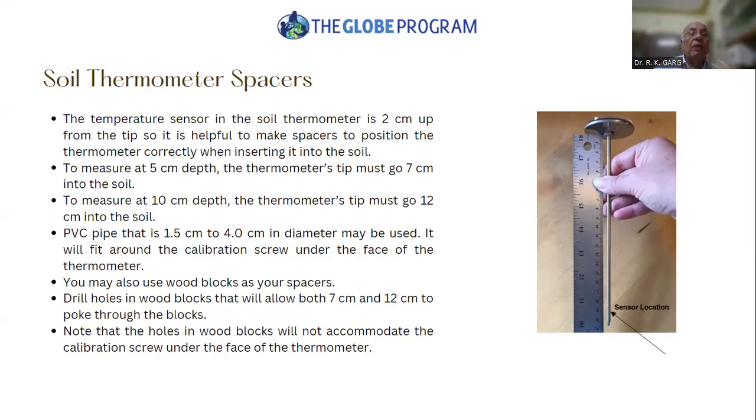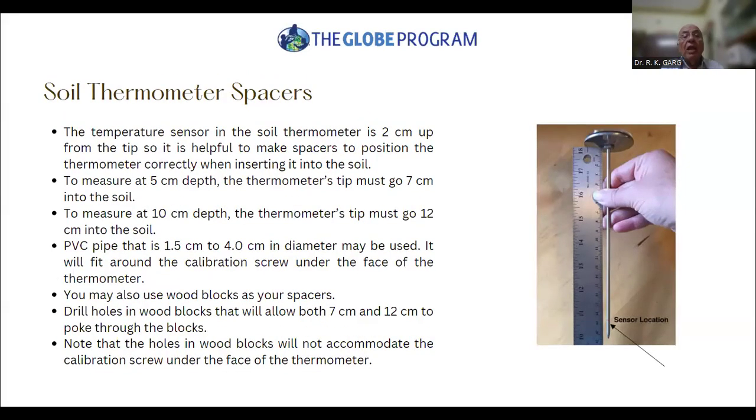So we use PVC pipe. We use PVC pipe, which is actually 1.5 centimeter to 2.4 centimeter in diameter. Just see, this is 1.5 centimeter in diameter, and which can be fitted for calibration of the screw. Just see, we can put it like this. And you can use the wood block also instead of a spacer sometimes, and drill the hole in the wood block that will allow both 7 and 12 centimeters to poke inside this. And then we have to measure the soil temperature.